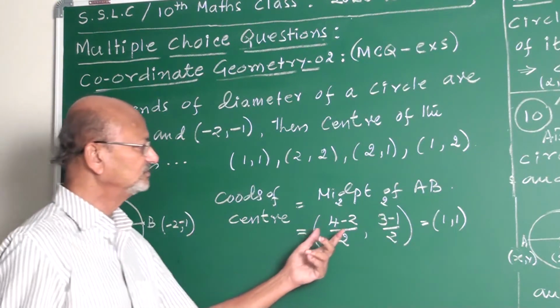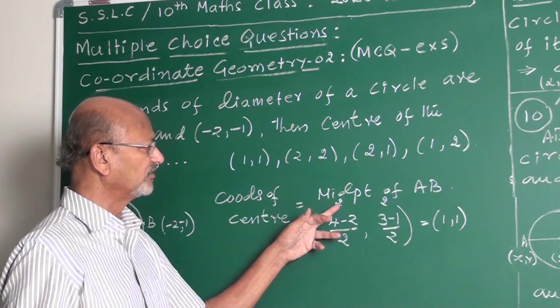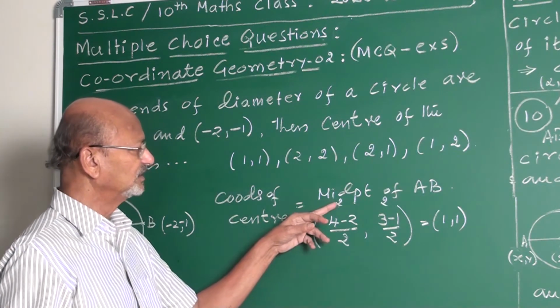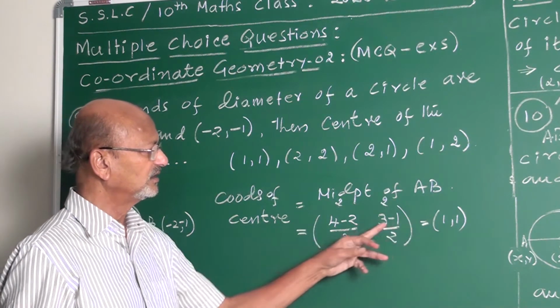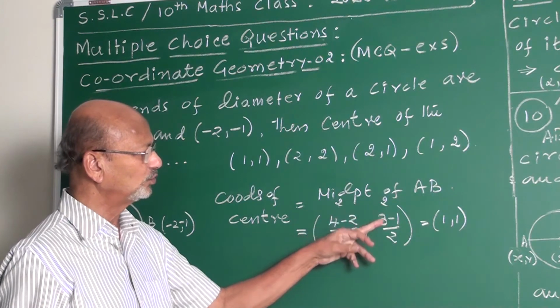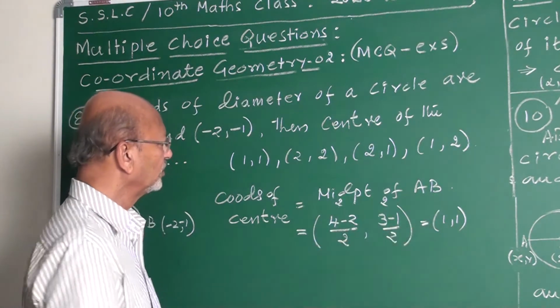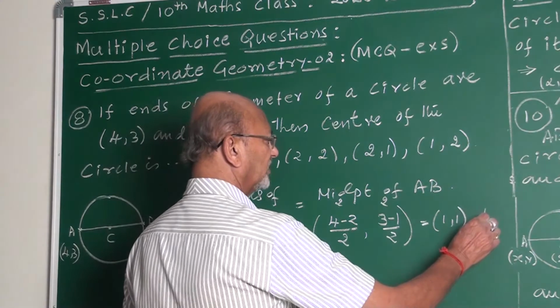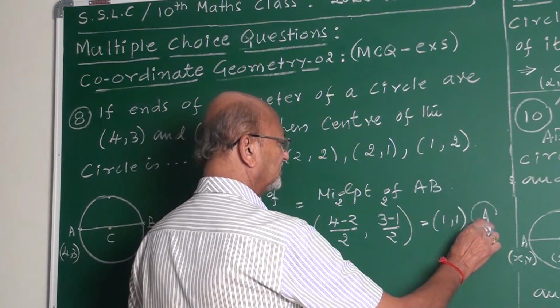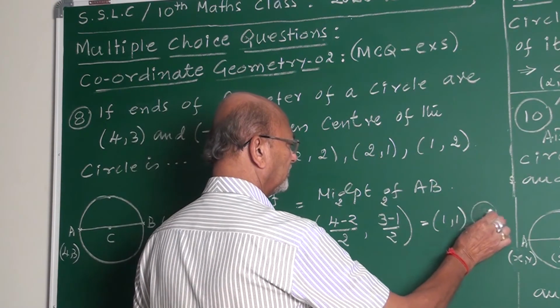What is 4 minus 2? 2. I have written here. Time saving. 2 divided by 2 is 1. 3 minus 1 is what? 2. 2 upon 2 is 1. Therefore, which option is the answer, my friend? A. Just go to the circle, my friends.